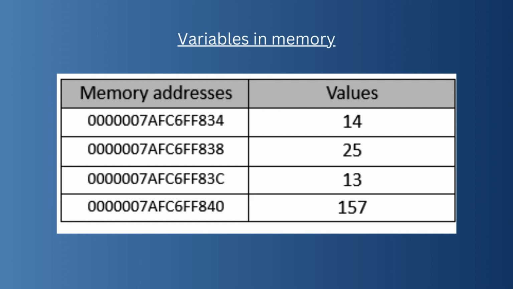Before moving on to pointers, you should know how variables are stored in memory. In memory, instead of variable names, there are memory addresses and values. So each variable has its memory address, which is a location in memory. And you can see that memory address using the referencing operator ampersand.